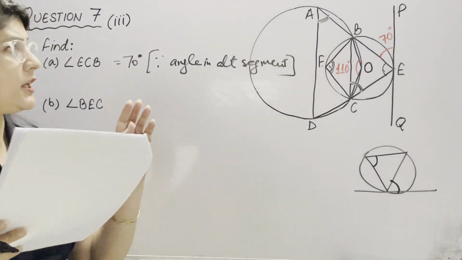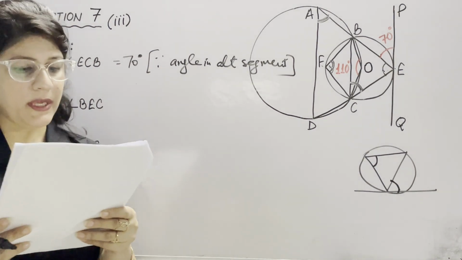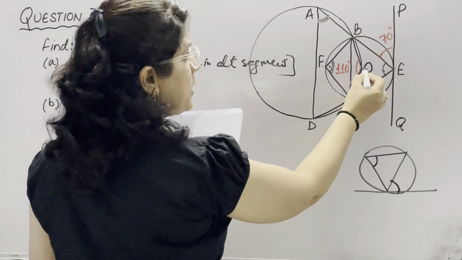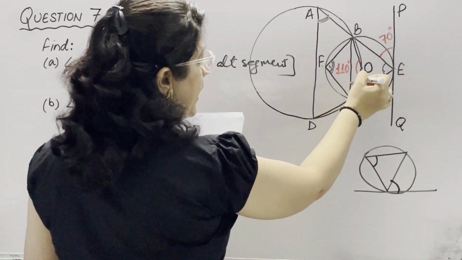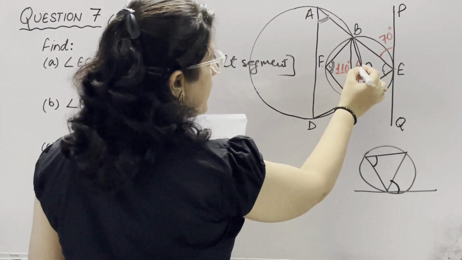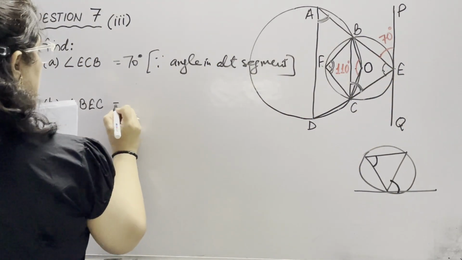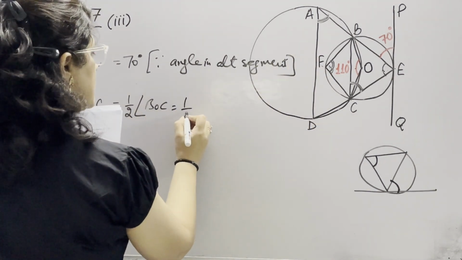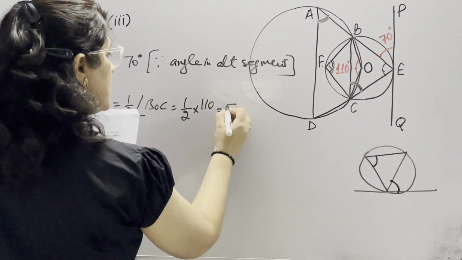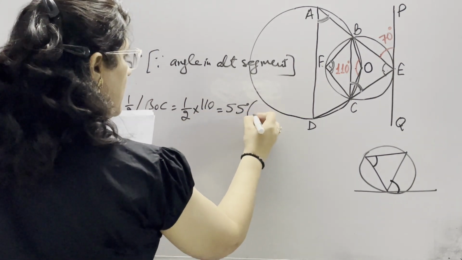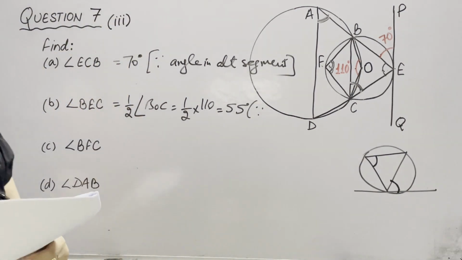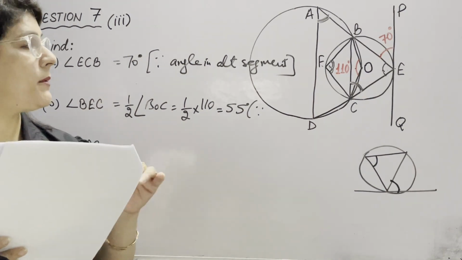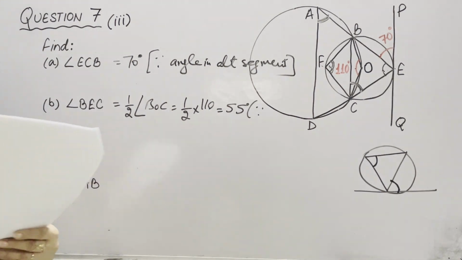In every part, we need to give the reason here. Now BEC, next angle we need to calculate is angle BEC. Here we are assuming this O is the center. So angle BOC is given as 110. So BEC is equal to half of angle BOC, which is 110, so its value comes out to be 55 degrees. We know the reason: the angle made by an arc at the center is double the angle made by the arc on any part of the circle.